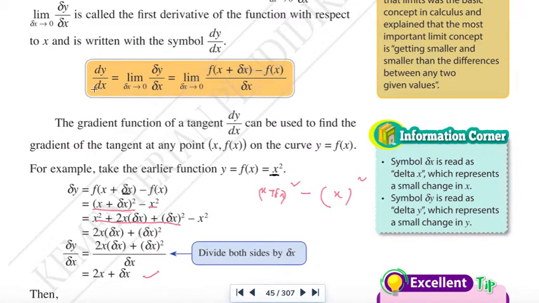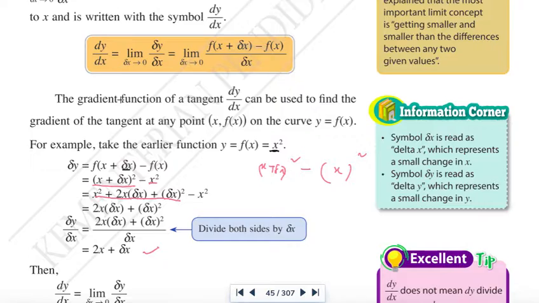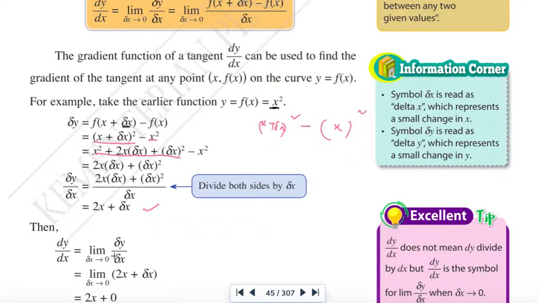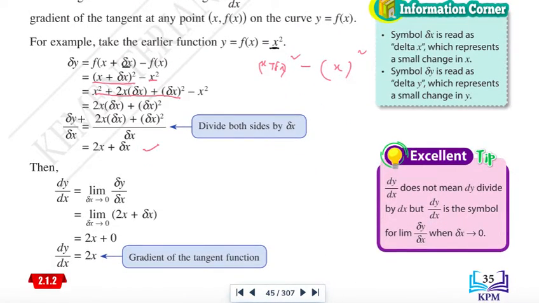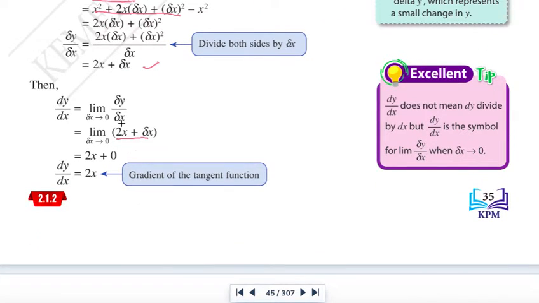And from here, dy/dx equals limit delta x approach 0 of delta y over delta x. This one you substitute here. Okay, now you just do the limit like just now. When delta x equals 0 here. So when you want to start to do limit, you don't need to copy the limit anymore. You just copy this and substitute value inside. Then you will get 2x. And this is gradient of the tangent function. dy/dx is equal to the gradient of the tangent function.